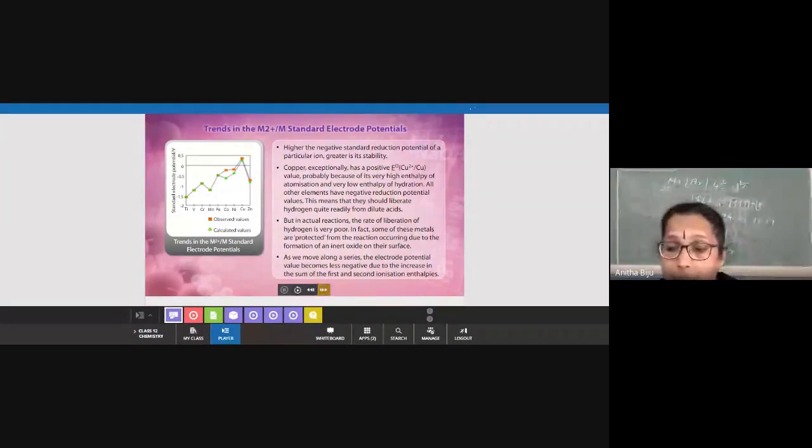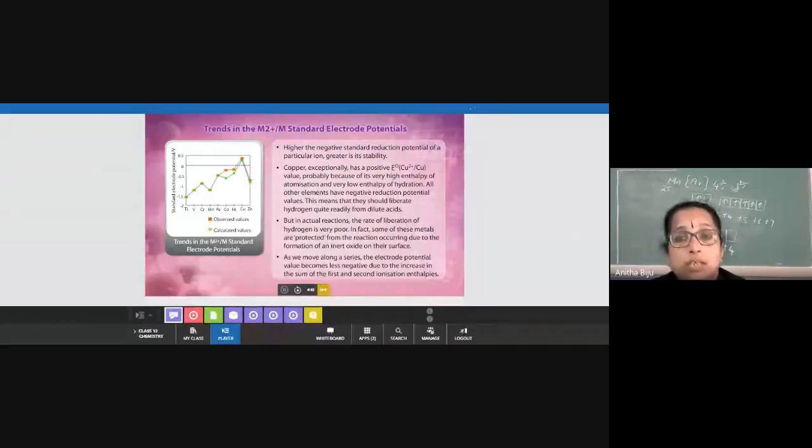So I will repeat the point. A large amount of energy is required for the transition of copper from solid state to aqueous state, and this energy required is not balanced with the hydration enthalpy of copper. Because of this, copper has positive electrode potential. Maybe you remember the value from when we discussed the electrochemistry chapter.